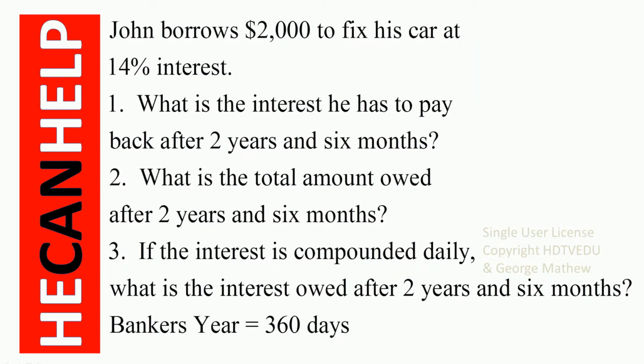John borrows $2,000 to fix his car at 14% interest. Question number 1. What is the interest he has to pay back after 2 years and 6 months? Question number 2. What is the total amount owed after 2 years and 6 months? Question number 3. If the interest is compounded daily, what is the interest owed after 2 years and 6 months? Banker's year is given as 360 days.